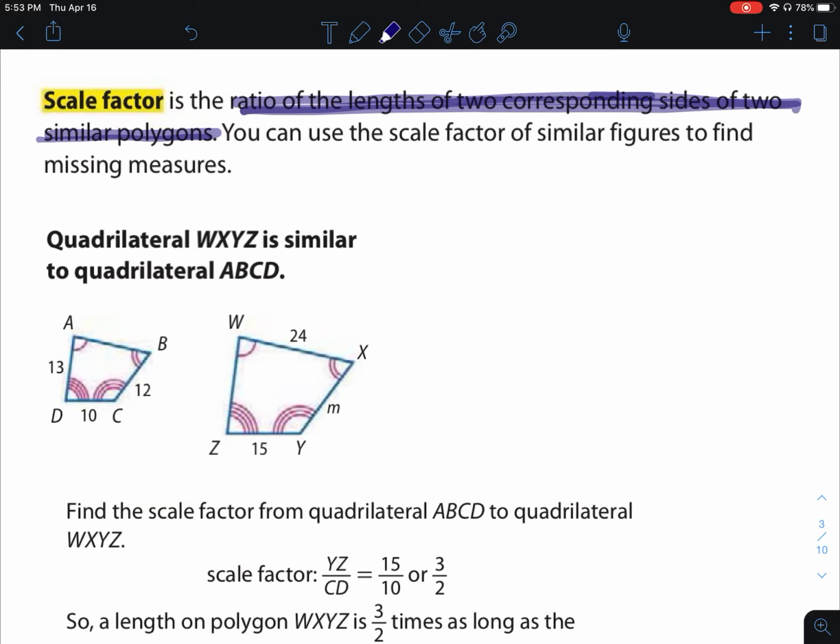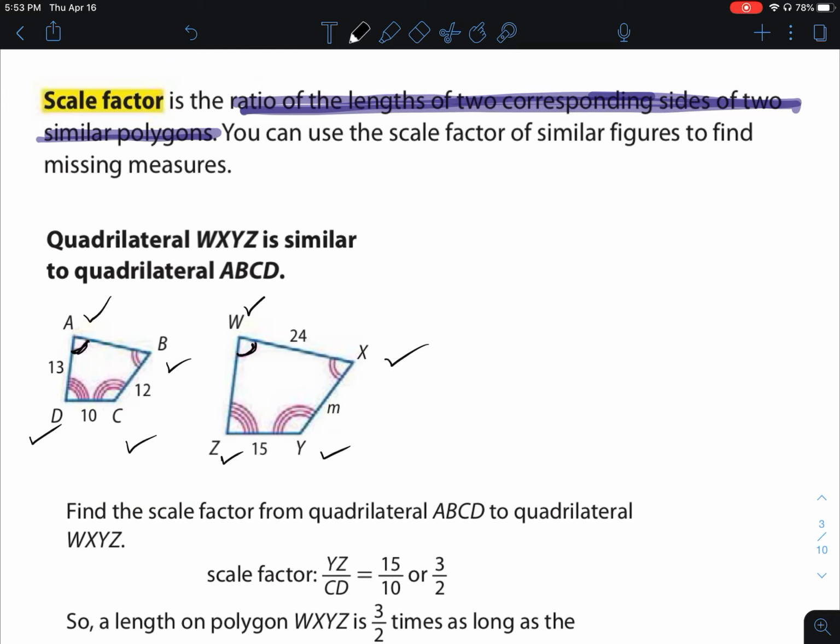Let's just recall that similar polygons are such because the corresponding angles are congruent. So that means angle A, which corresponds to angle W, they're congruent by virtue of that single arc. Angle X is congruent to angle B because of the double arc. Angle Y is congruent to angle C because of the triple arc, and angle D is congruent to angle Z because of the 4 arcs. So that's what it takes for them to be similar. All the angles need to be congruent.